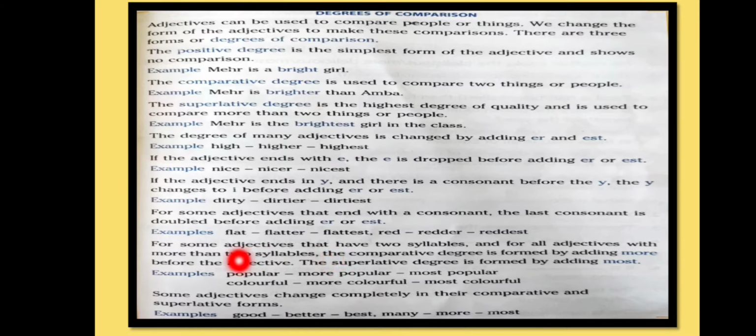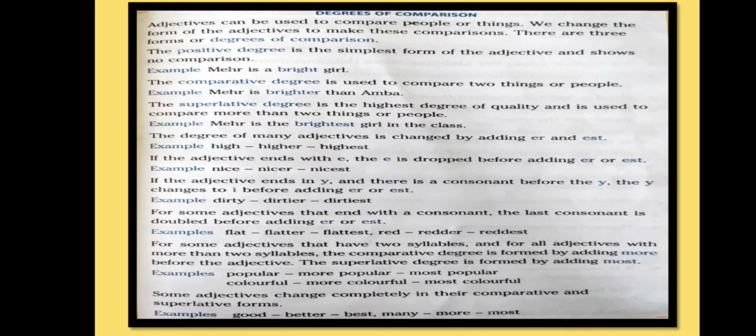The superlative degree is formed by adding most. It's a two syllable word. What are syllables? How do we know it is a one syllable, two syllable, or three syllable word? First, we have to say the adjective loudly. And when you say the adjective loudly, if it breaks into syllables, then we have to count them. One syllable is a monosyllable, and if it is two syllables, we have to use er or est.